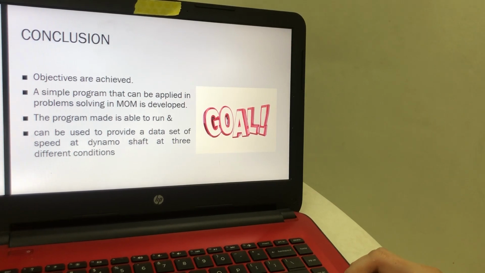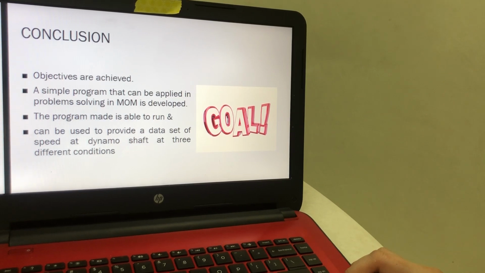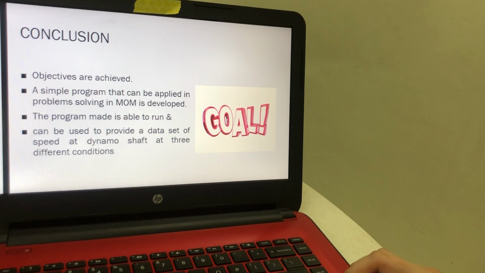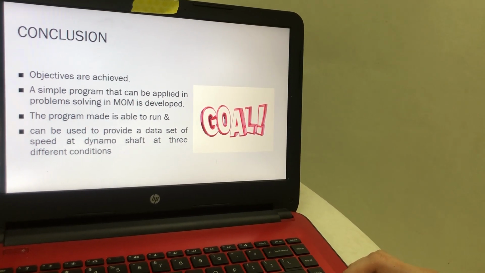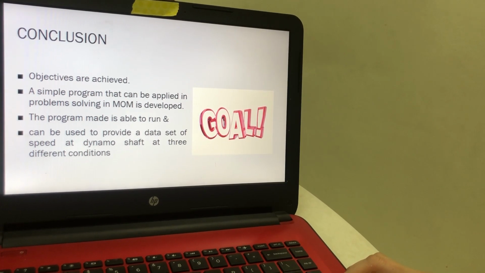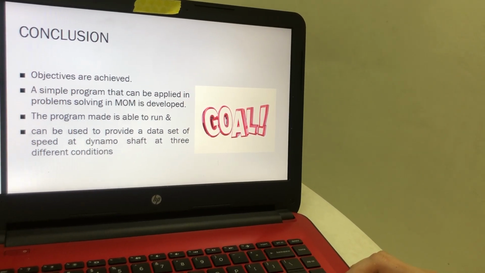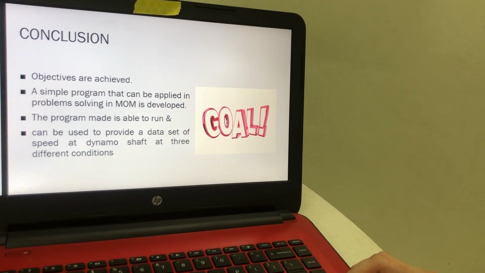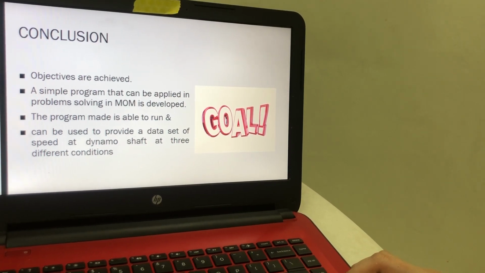My conclusion: my objectives of conducting this experiment are achieved. A simple program that can be applied in problem solving in mechanics of machines is developed, which I can use to solve my calculation of the speed at the dynamo part. Fortunately, the program made is able to run and can be used to provide a data set of speed at the dynamo shaft under 3 different conditions: no slip condition, 2% slip at each shaft, and 2% slip at only the line shaft.